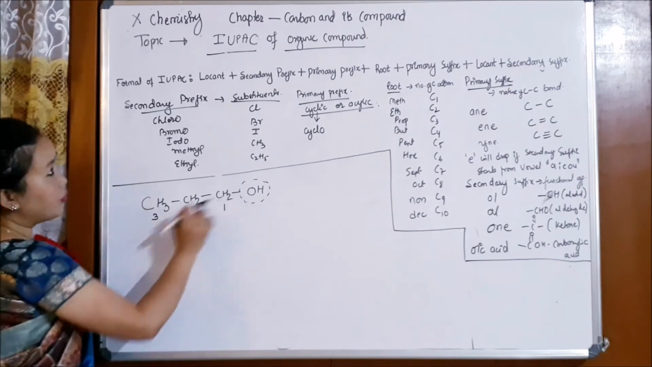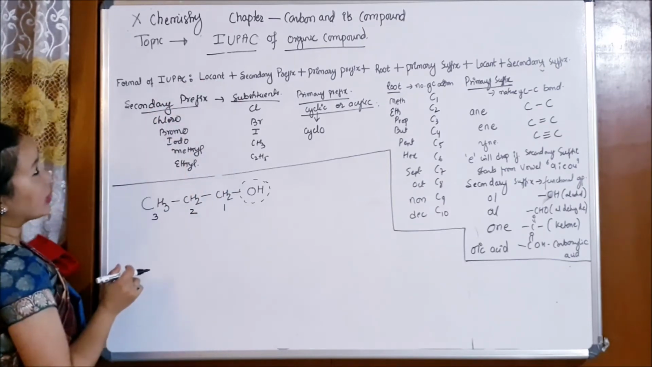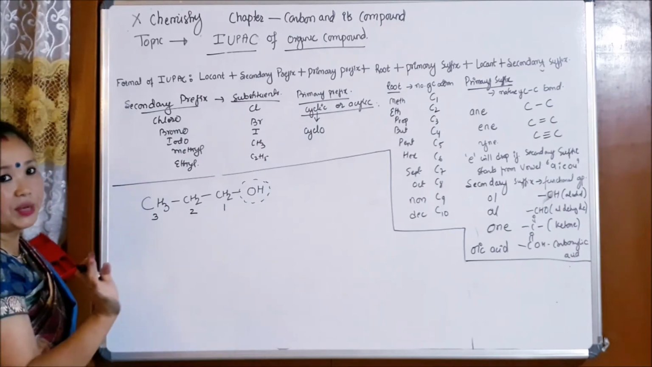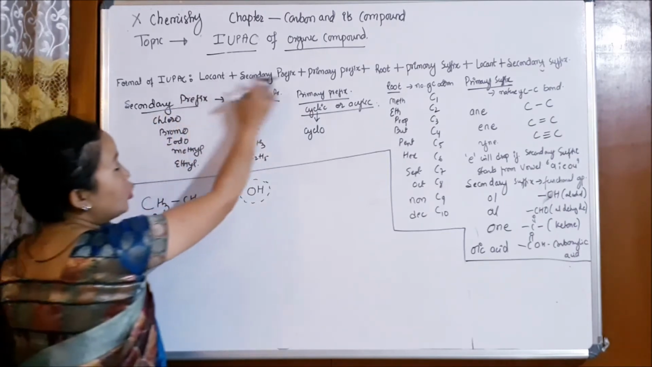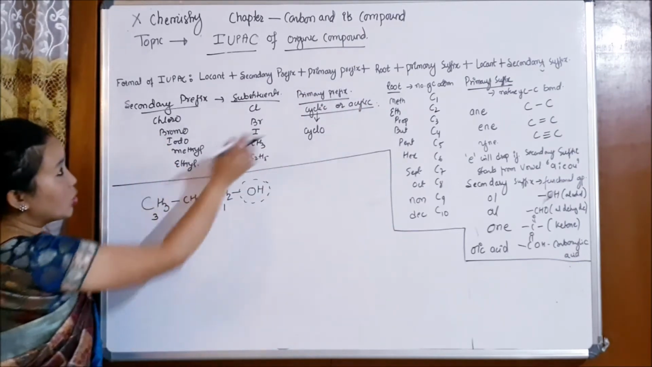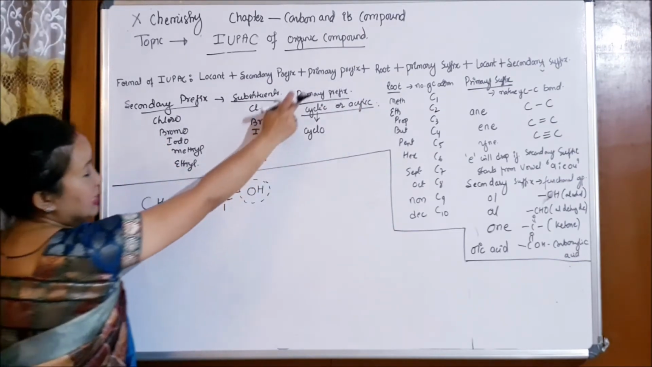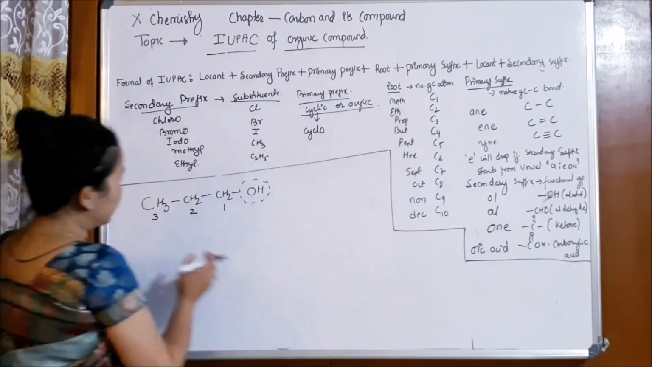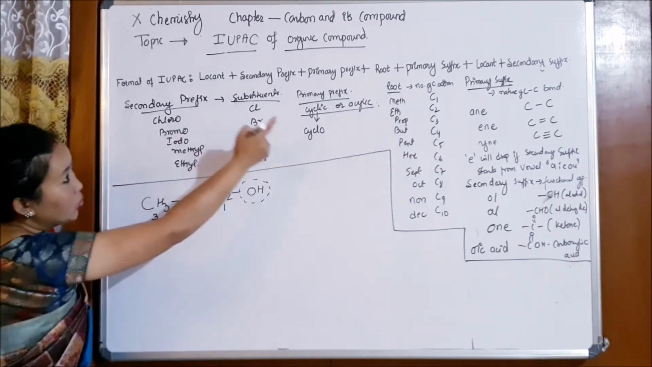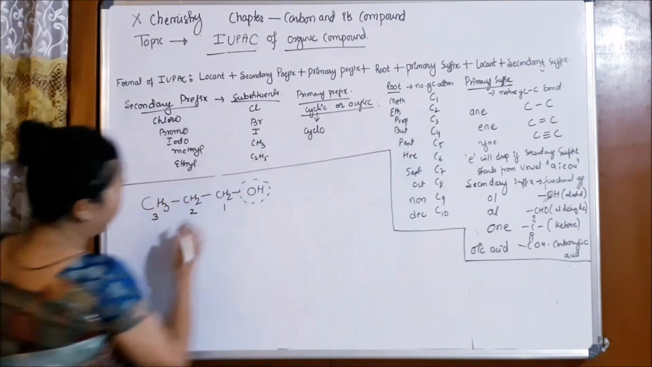So we'll now try to name this compound. First we'll write the locant for your prefixes. Are there any prefixes? No. So no locant, no prefix, no primary prefix. Next, the root. What is your root? It represents the number of carbon atoms in the chain. So 1, 2, 3 are there, isn't it? So your root is 3, which means prop.